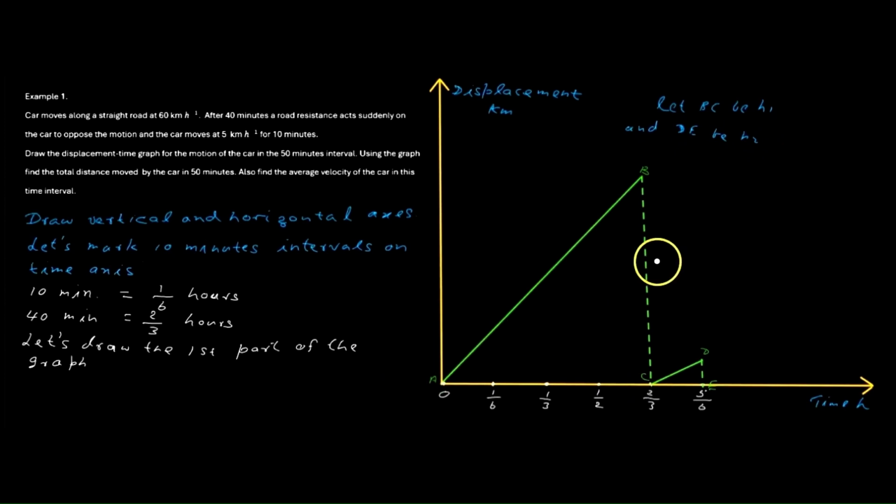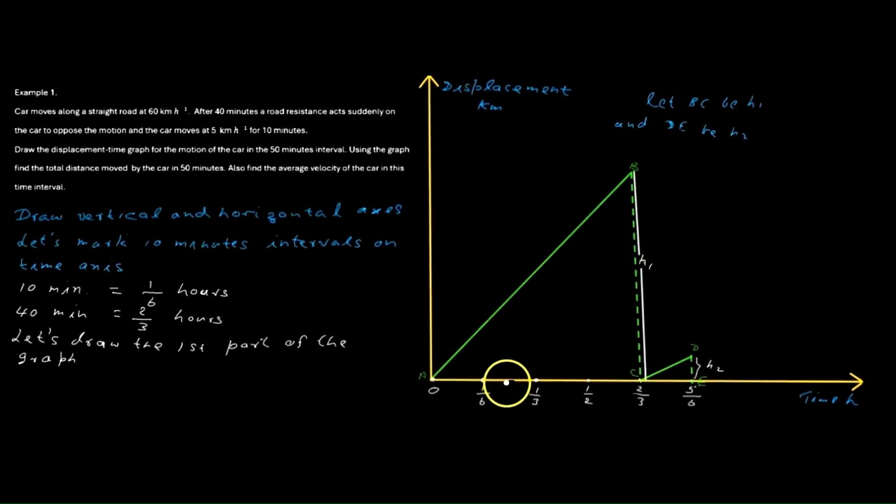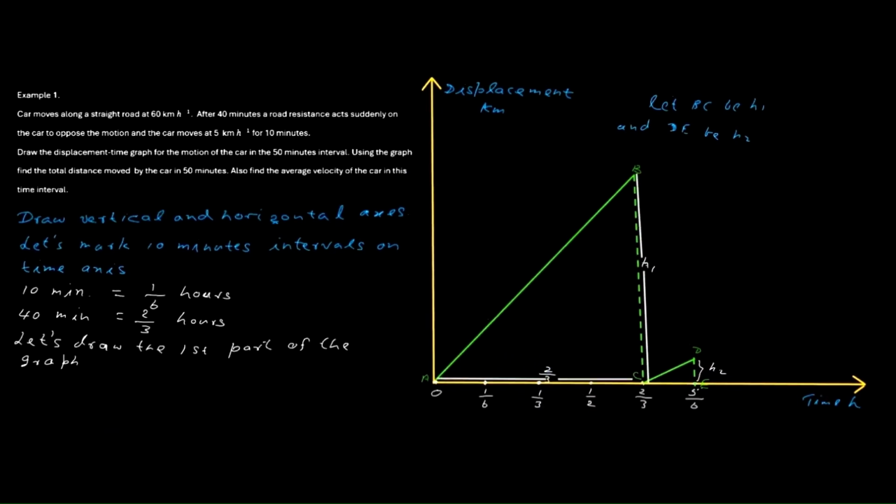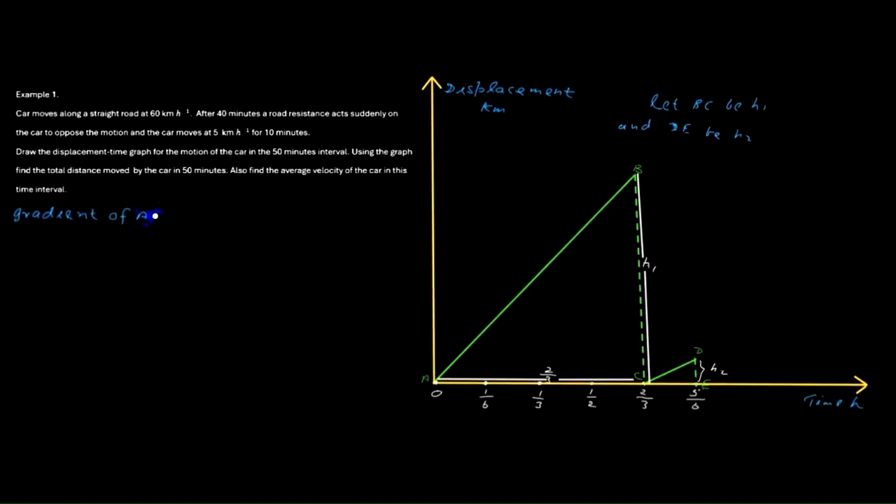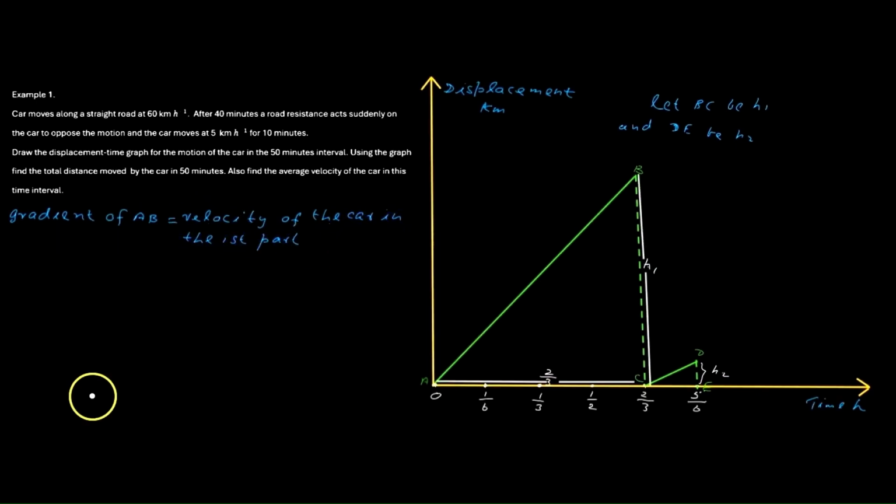First, we have to find the gradient of the line OB. Gradient equals h1 over 2 by 3. The gradient gives the velocity of the car in the first part. That is 60 kilometers per hour. h1 over 2 by 3 equals 60. So h1 equals 40 kilometers.